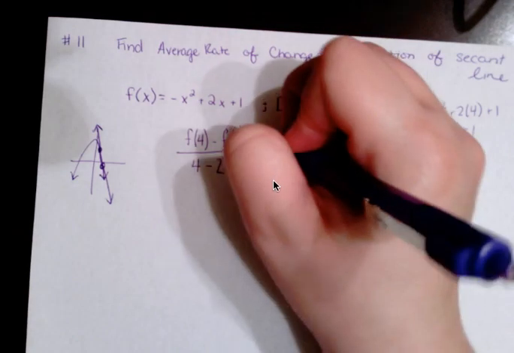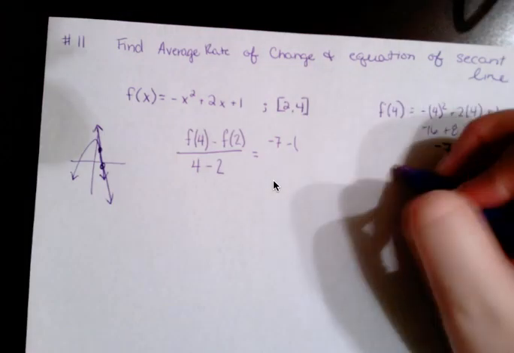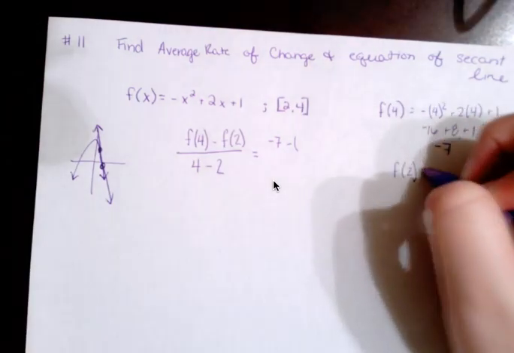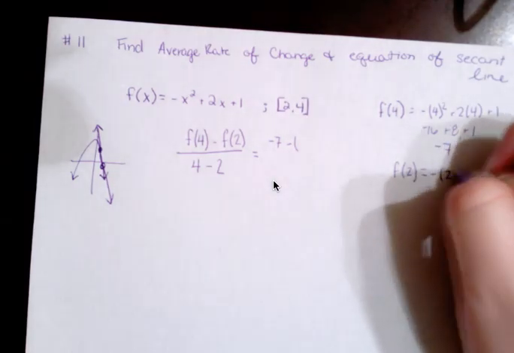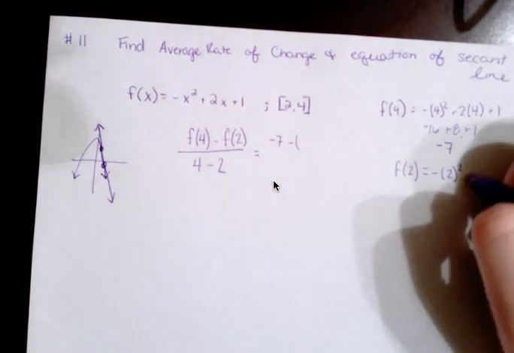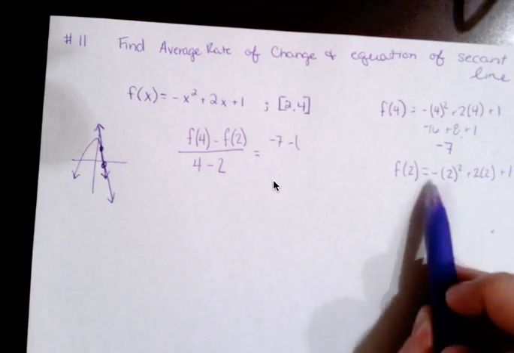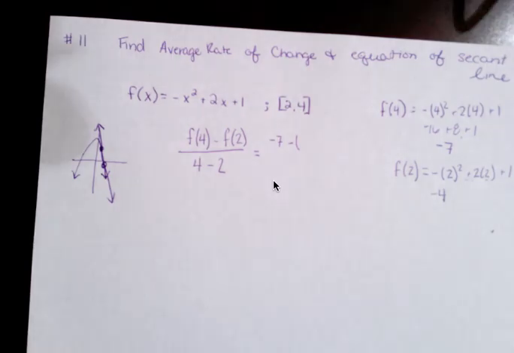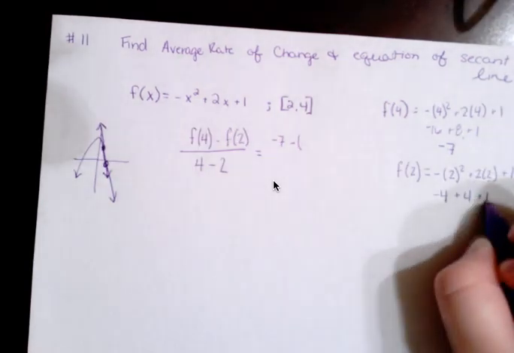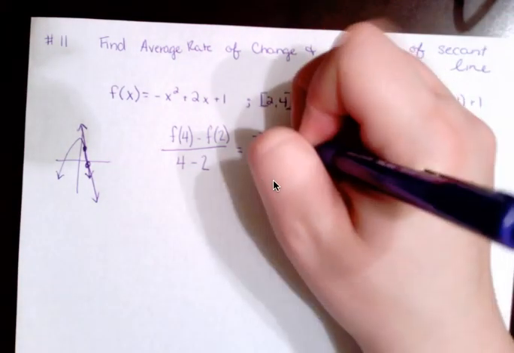So then I get negative 7 for f of 4 minus, now off to the side I'm going to find f of 2. Again, means, okay, evaluate the function when x is 2. So I get negative, I'm going to replace x with 2, so 2 squared plus 2 times x, which was 2, plus 1. 2 squared is 4, and then I get a negative, so I get negative 4, plus 2 times 2 is 4, plus 1. Well, negative 4 plus 4 is 0, plus 1 is 1. So negative 7 minus 1.